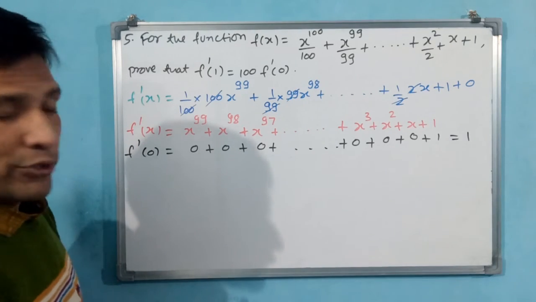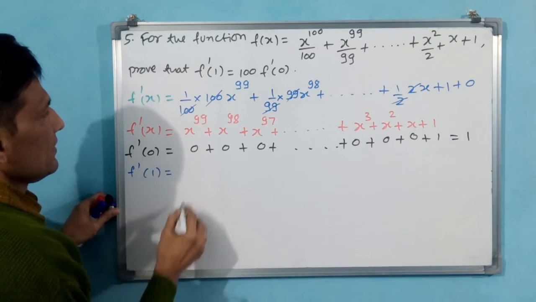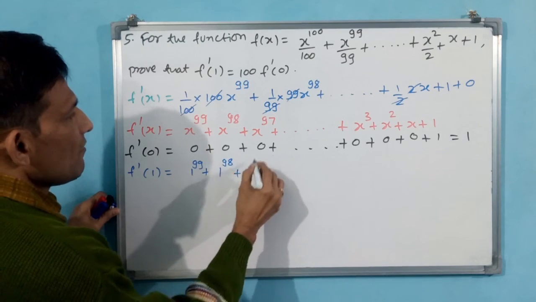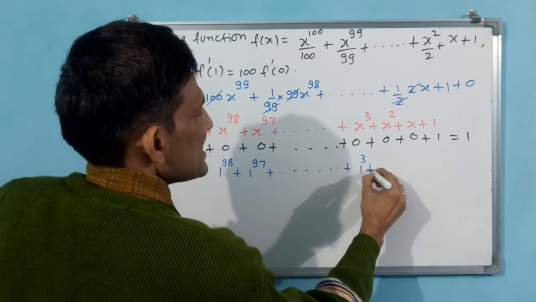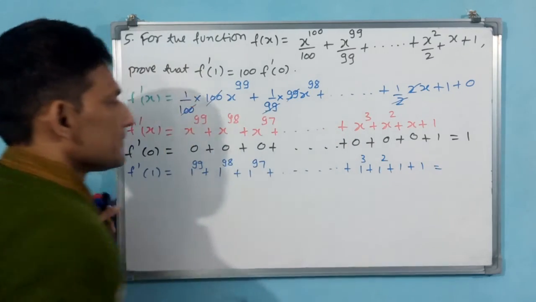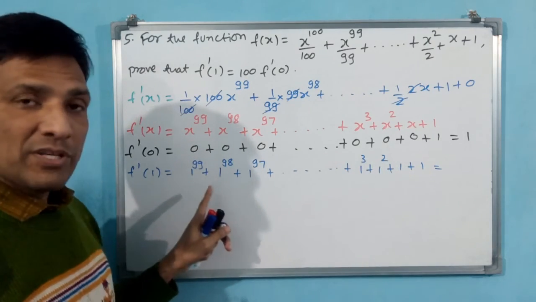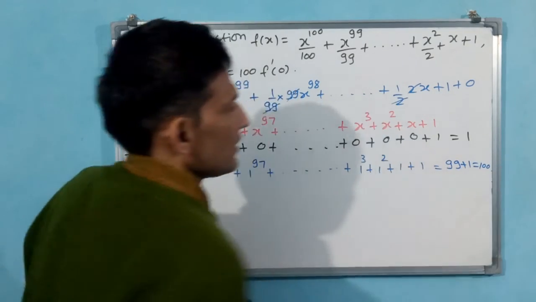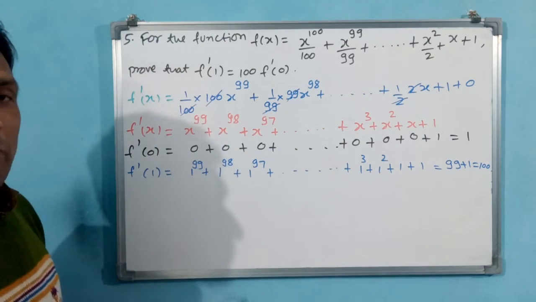Okay. Now you write f dash 1. 1 power 99, 1 power 98, 1 power 97, 1 power 3, 1 power 2, 1, 1. You see, 1 power 1, 2, 3 up to 99. That means 99 plus 1. Is it okay? Definitely okay. 99 plus 1 is 100.